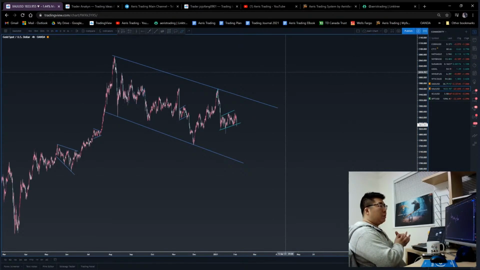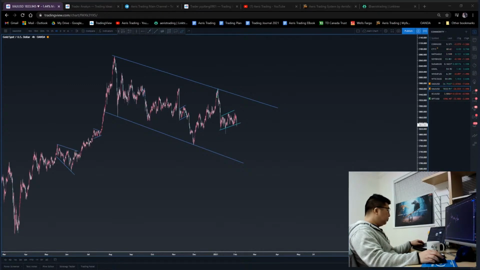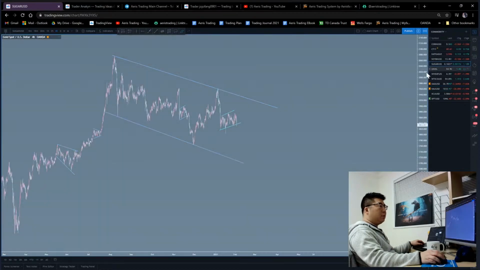Okay, so that is gold. That is what I see on gold right now. Any question on these commodities, guys, before I jump into the indices after? Not seeing much else on these ones.